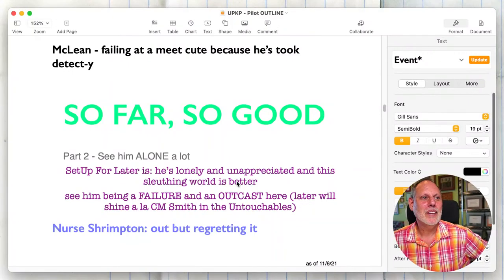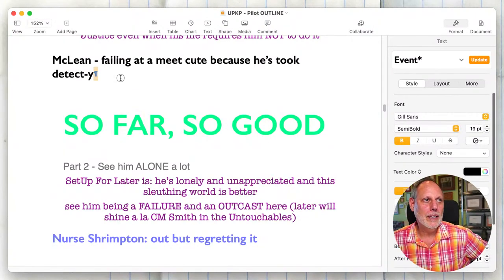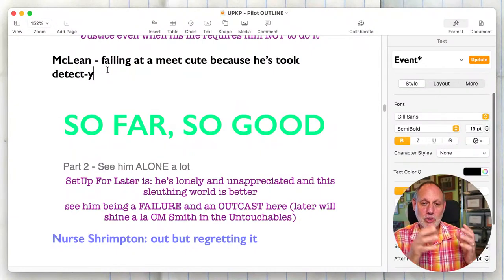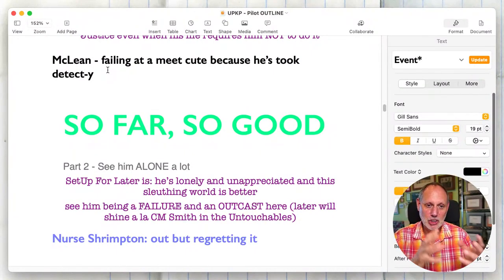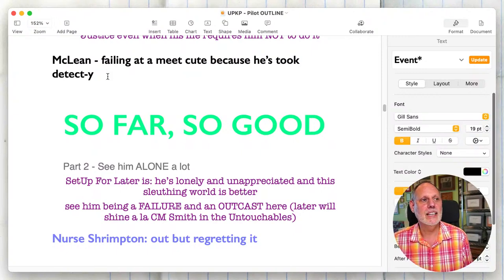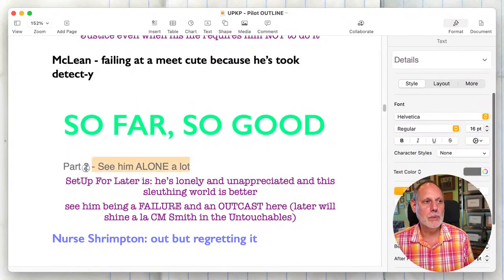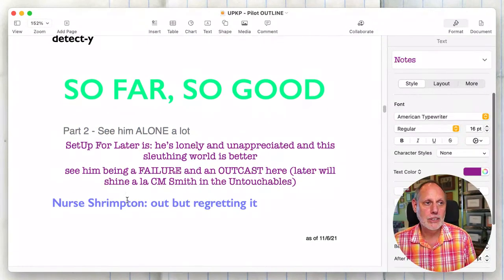Okay, so yesterday we learned more about the character of McLean. We showed him failing to meet a cute guy because he was just too much of a Sherlock Holmes, just compulsively. So now we need to do a little bit of scenes of him alone in his life, and then we're going to get to Shrimpton. That's today's mission.